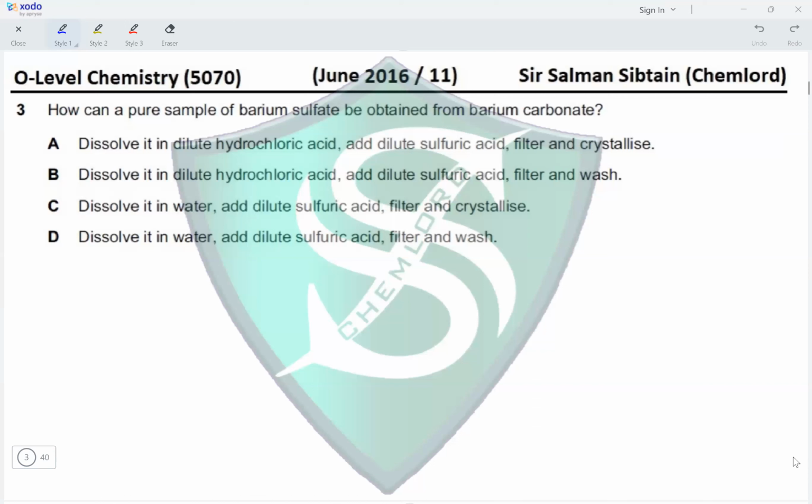So dissolve it in dilute hydrochloric acid, yes, and dilute sulfuric acid, yes, filter, yes, and crystallize, no. Barium sulfate is not a soluble salt that it needs crystallization. And the reason why we add hydrochloric acid first is in order to convert the barium ions into soluble barium chloride. So first we convert the barium carbonate, which is insoluble, into soluble barium chloride. CO2 will be given off, and sulfate ions will bind to barium to form barium sulfate on addition of sulfuric acid.